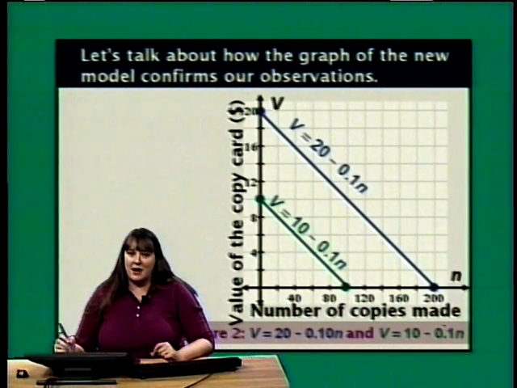And looking at this graph, we can definitely see the first model has a vertical intercept of 0, 10, and the second one has a vertical intercept of 0, 20. The lines are parallel because the slopes are the same. The value of the copy card is decreasing at the same rate for both of these lines.